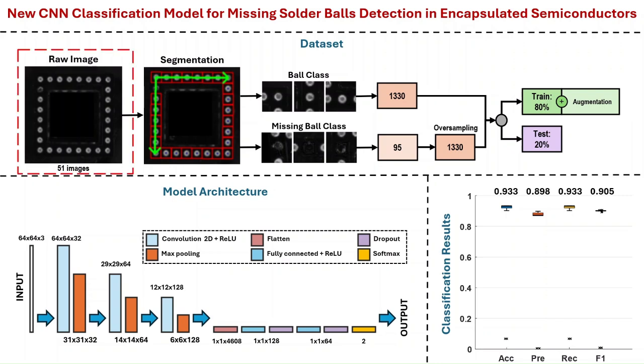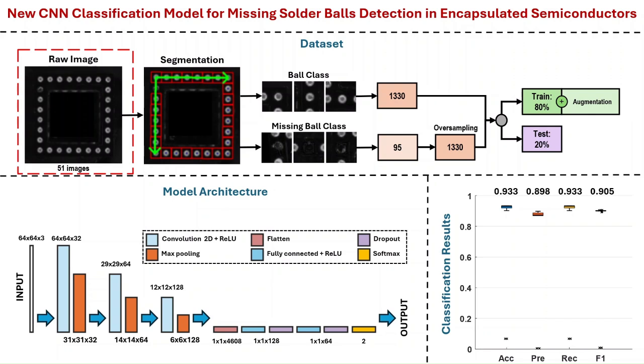The dataset for training and testing was built from 51 images of solder ball grid arrays with at least one case of a missing solder ball. The images were captured by a semi-automatic inspection machine with a controlled light source and fixed camera parameters, which is part of the production process in an internationally renowned semiconductor company.